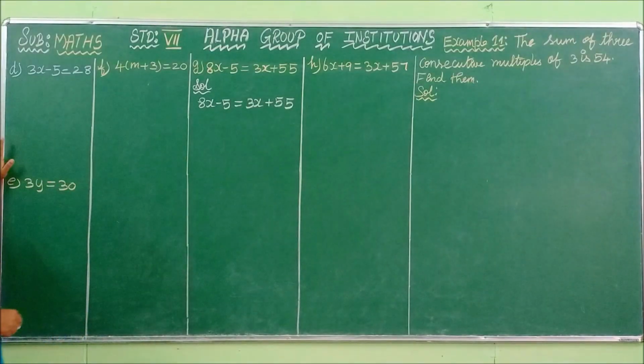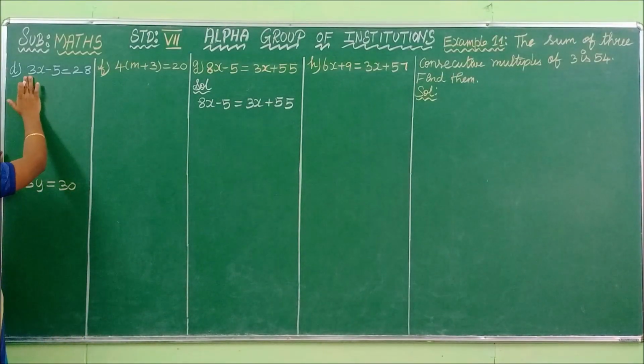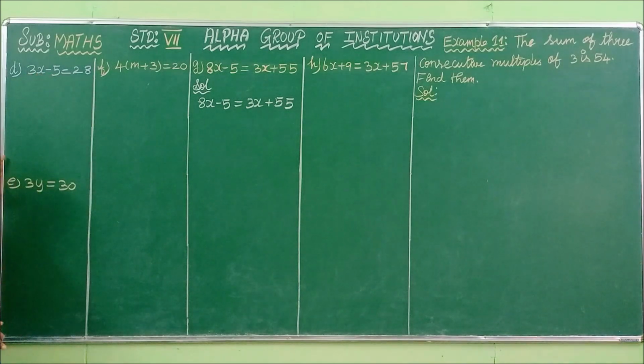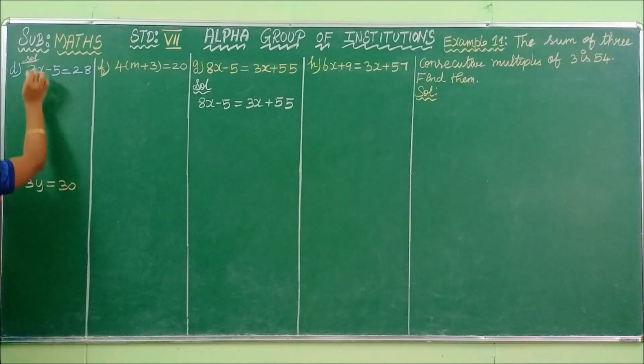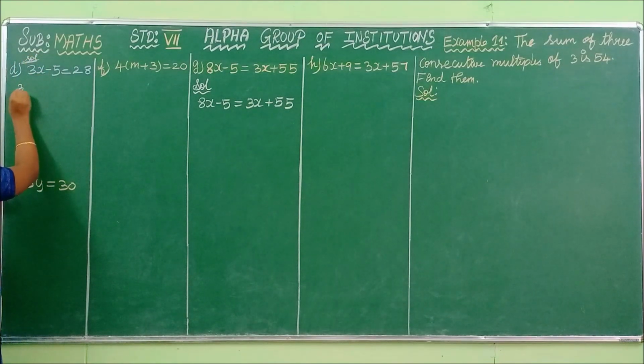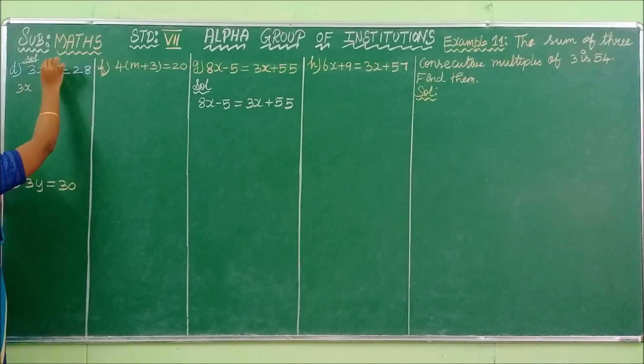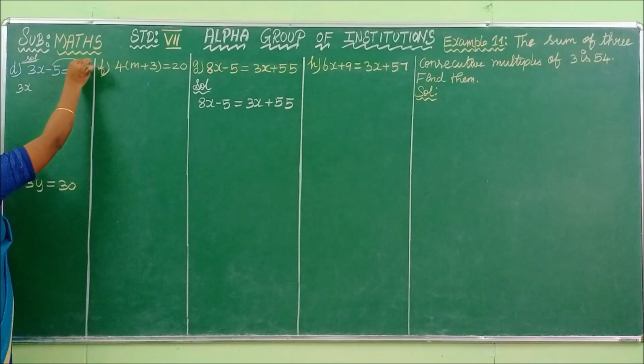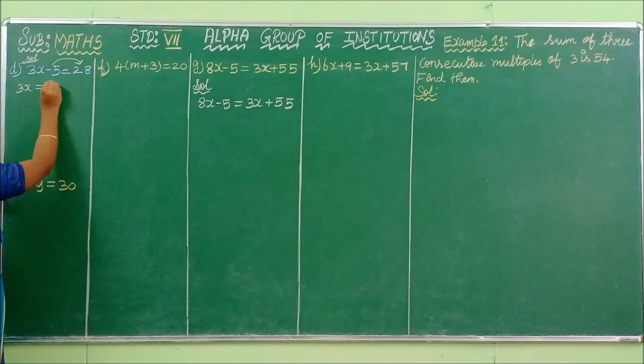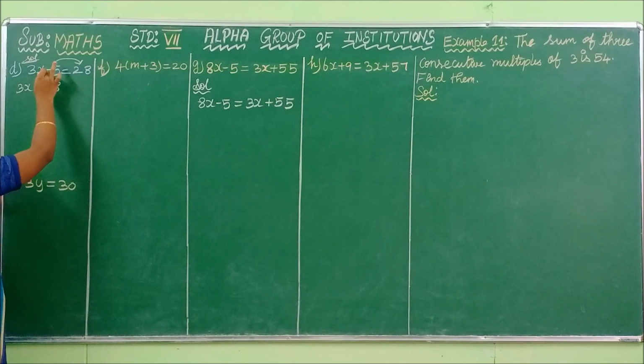Let us see some more examples, children. See this sum: 3x minus 5 equals 28. We have to find the value of the variable x. For that, we have to free the value x. So 3x, we have to transpose this minus 5 to this side. So 3x equals 28 minus 5.